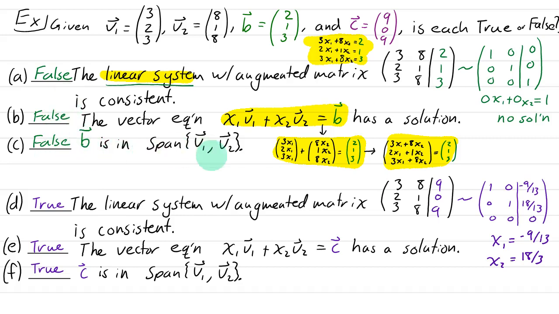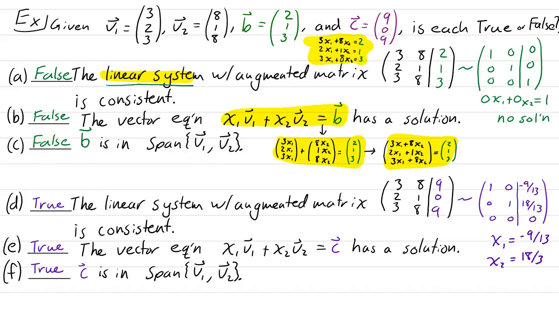Saying b is in the span of v1 and v2 is the same thing as saying that b is some linear combination of v1 and v2, that there's some way to write b as this result. And so if this equation doesn't have a solution for x1 and x2, then b is not a linear combination of v1 and v2. So this statement is false.